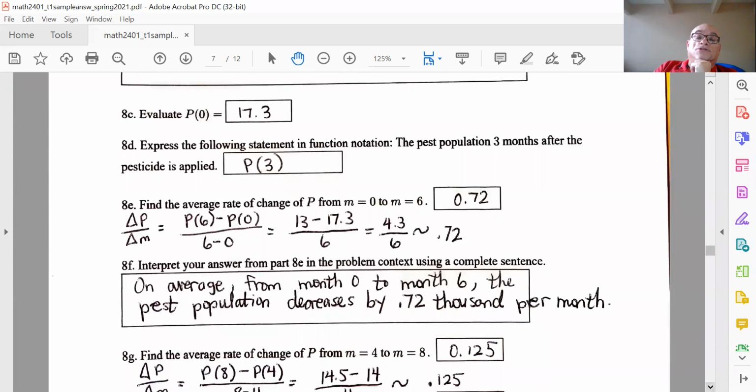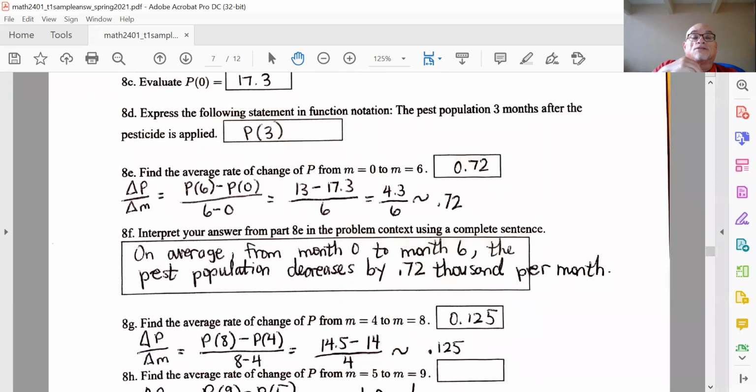Now, here we get to some more calculus type questions. It says, what's the average rate of change from M equals 0 to M equals 6? So from month 0 to month 6, on average, how much did P change? Remember, the average rate of change calculation is really just a slope calculation. It's really the slope of the secant line that connects 2 points on the curve.